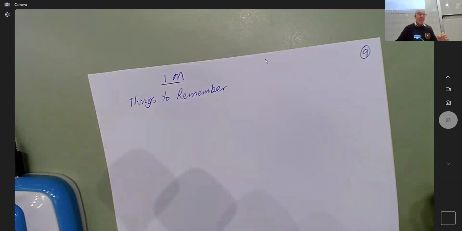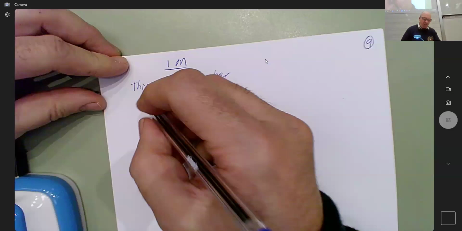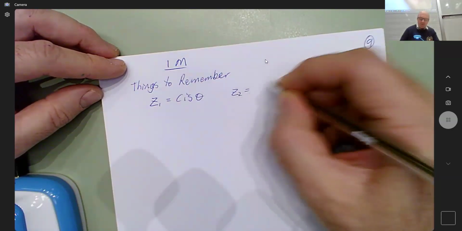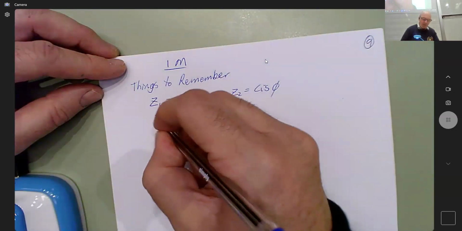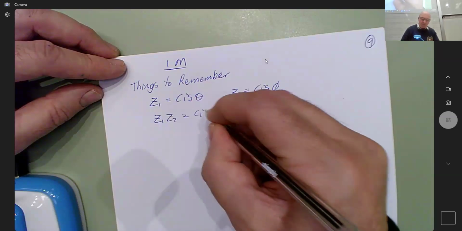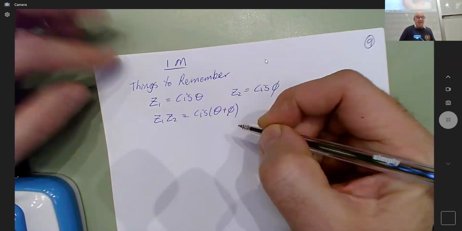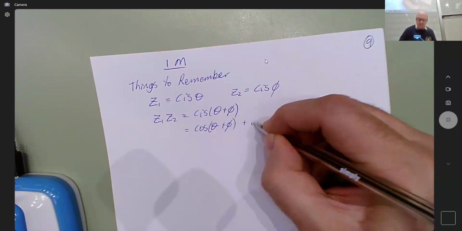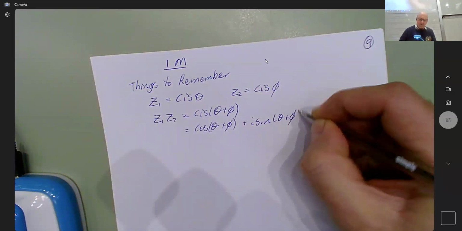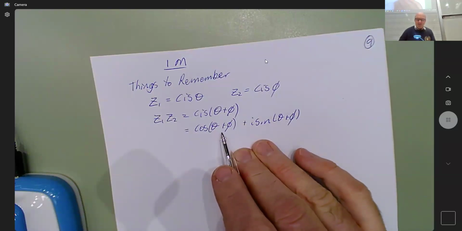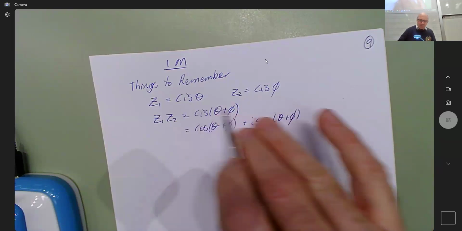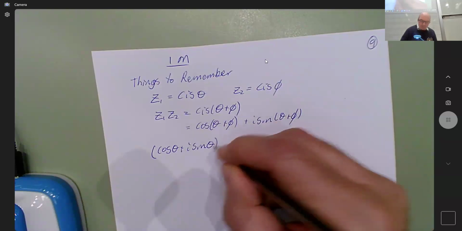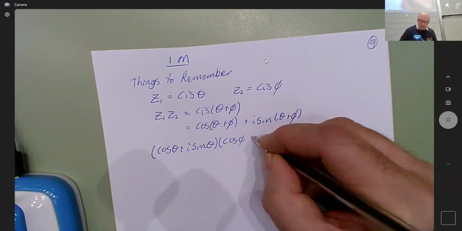You guys have now done de Moivre's theorem, all right? And so if Z1 was equal to cis theta and Z2 was equal to cis phi, you would know that Z1 times Z2 would be cis of theta plus phi. I'm going to expand this out. This is cosine of theta plus phi plus i sine of theta plus phi. So the real part is cos of theta plus phi, cos of the sum of angles, and the imaginary part is this. I could actually do this: cos theta plus i sine theta times cos phi plus i sine phi.